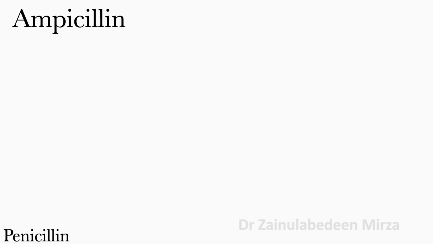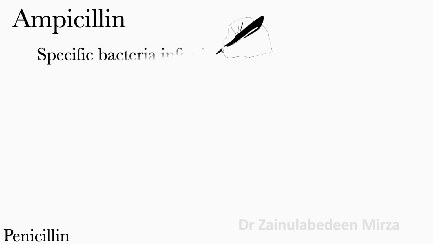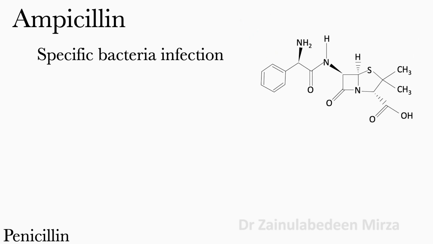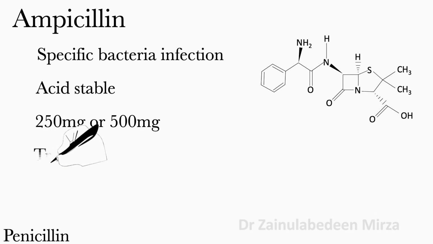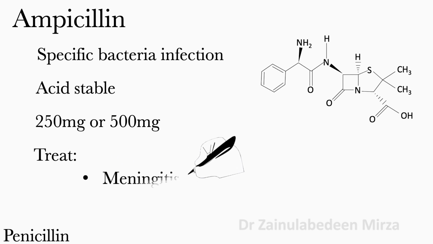Ampicillin is a drug used to treat specific infections caused by bacteria such as meningitis. Ampicillin is acid stable, and the oral dose of ampicillin is 250 mg or 500 mg. Ampicillin is used to treat meningitis, an infection of the membranes surrounding the brain and spinal cord.